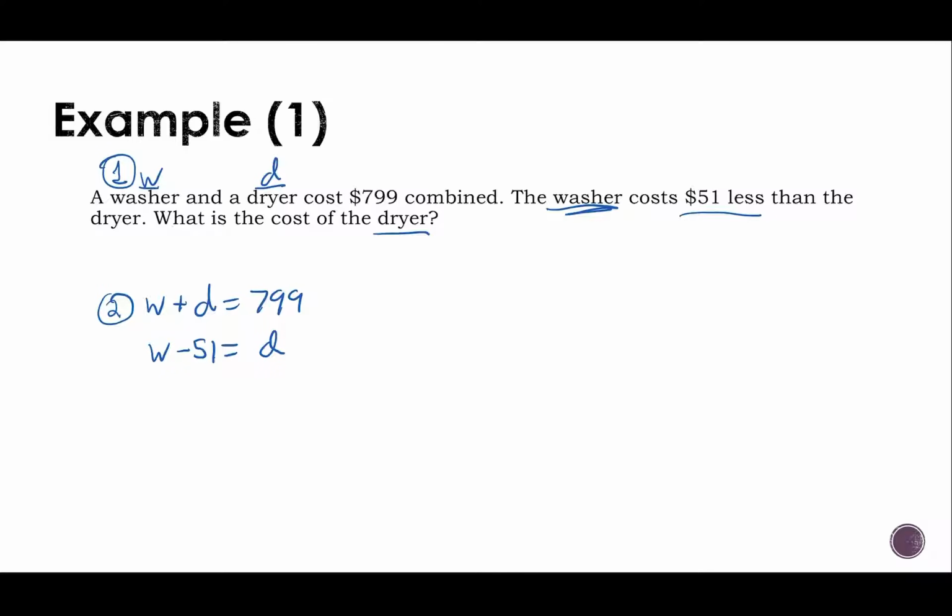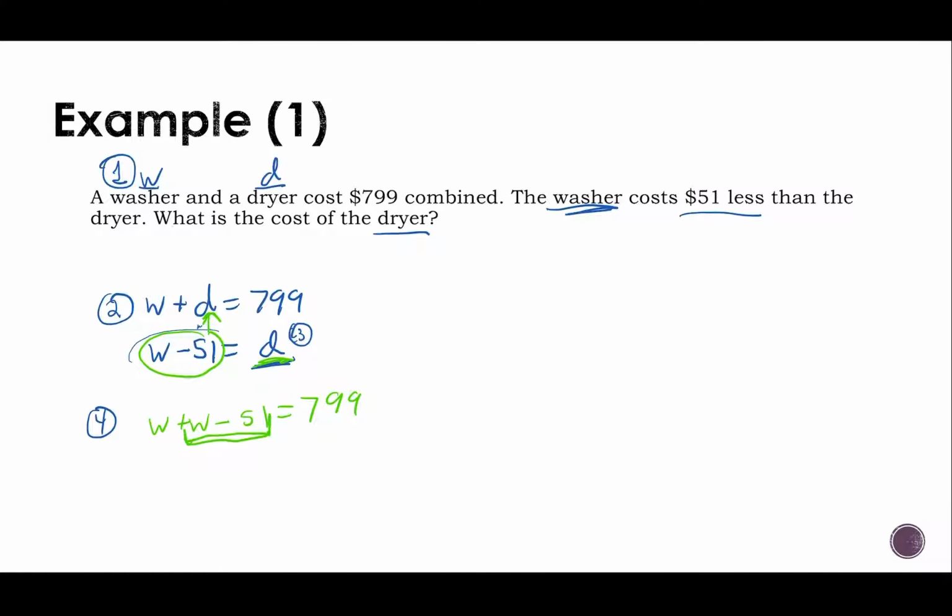Step 2, I'm going to write my word problem as 2 equations. Step 3 is to solve one equation for a single variable, but we already have that, so we don't need to do extra work. Now 4 is to substitute this second equation into my first equation because they're equivalent, right? This is equal to D, so that I can substitute it in. So I have W plus W minus 51 is 799. This is D, right? And now I have an equation in one variable that I know how to solve.